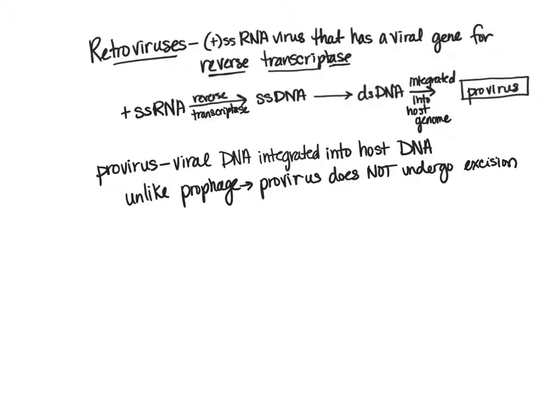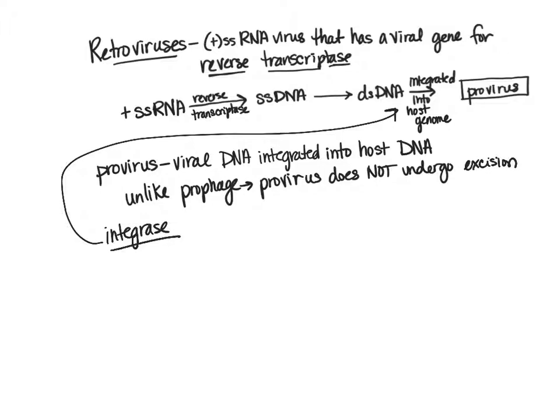A provirus is kind of similar to the lysogenic cycle in that once a retrovirus has taken its positive single-stranded RNA, it has used reverse transcriptase to turn it into single-stranded DNA. Then that turns it into double-stranded DNA, just utilizing the mechanisms of the cell. Then it can use the enzyme integrase. We've mentioned it before, integrase, to integrate itself into the host genome. So that's up here. Integrase is used to integrate it into the host genome. Now it's a provirus. That provirus stays in there all of the time.